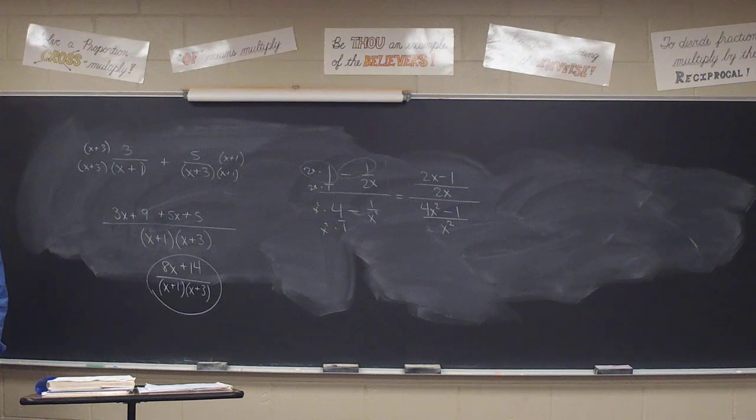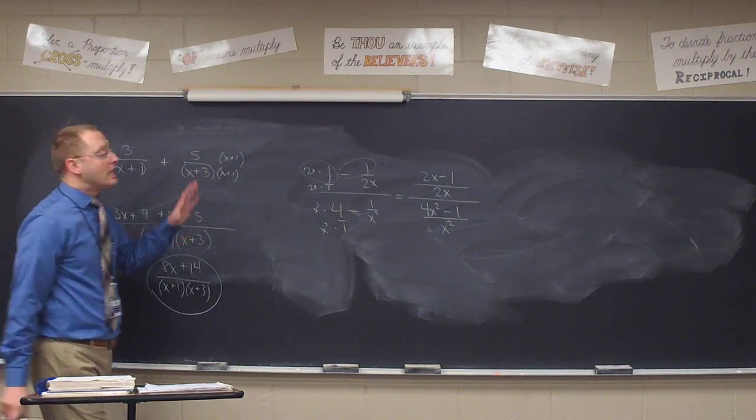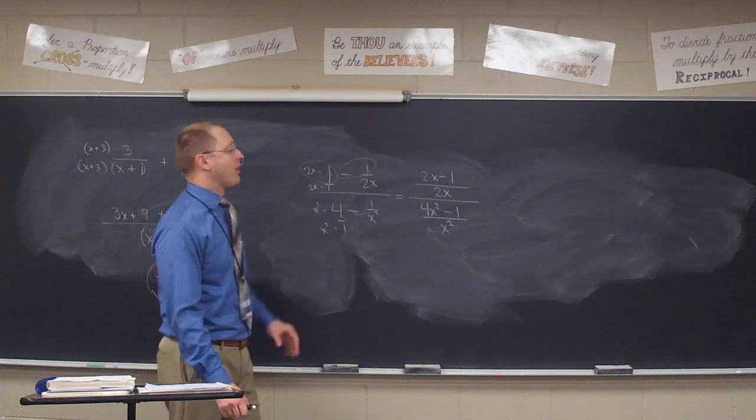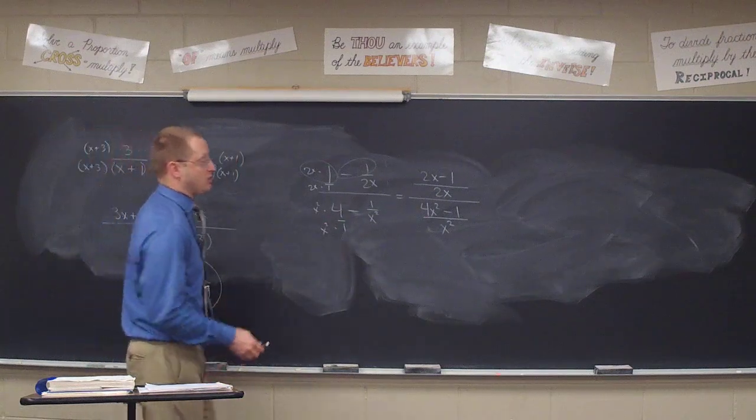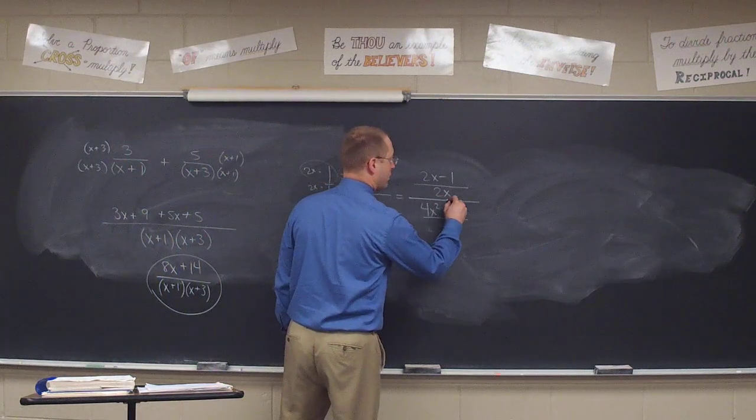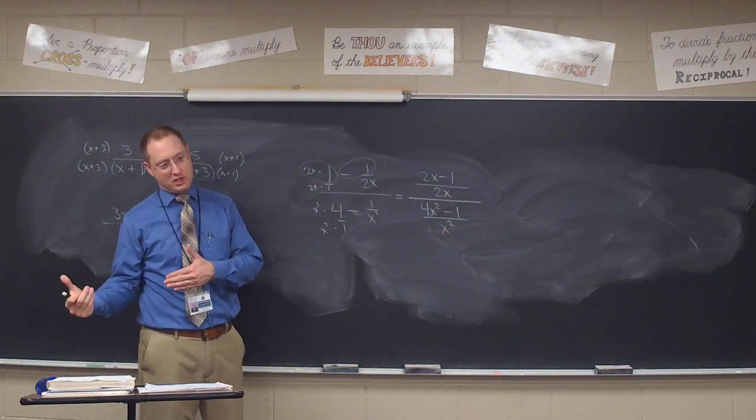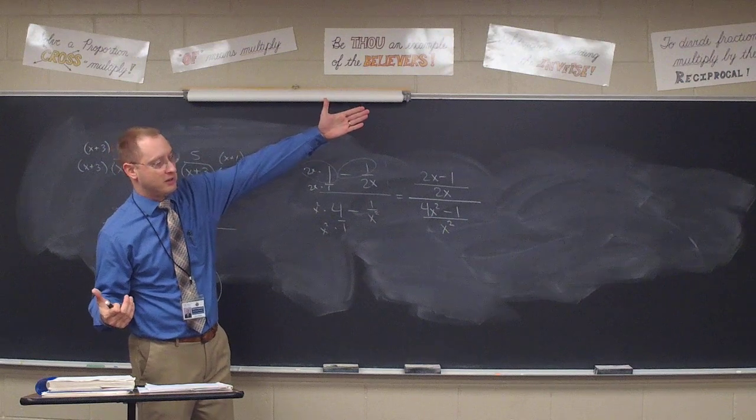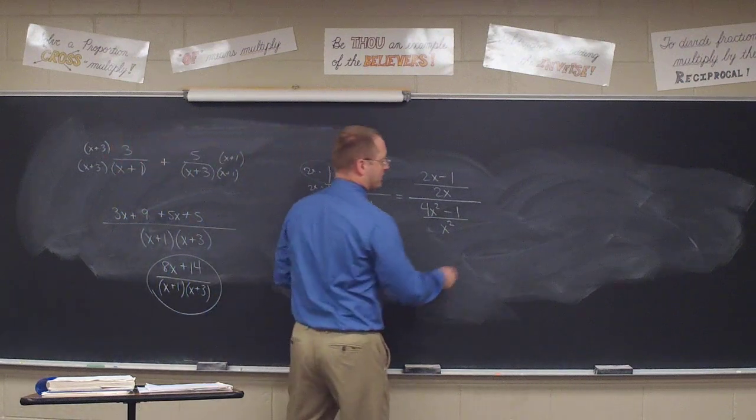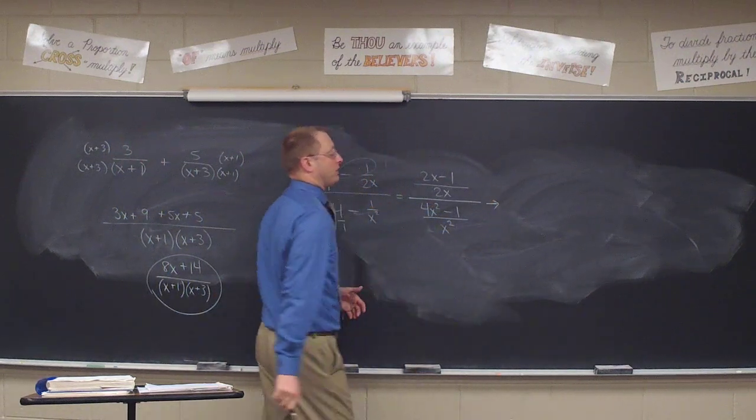Is this what you have? Any questions on that? Now that we've got a single fraction over a single fraction, now we can do what the complex fraction tells us to, class, and that is to divide. But do we really divide fractions? No, we multiply by the reciprocal. So I'm going to rewrite it now as a multiplication problem.